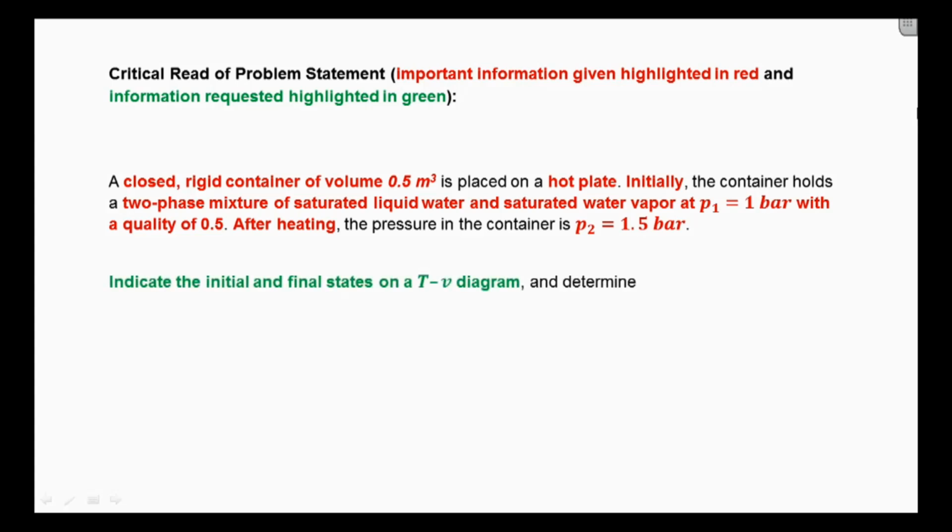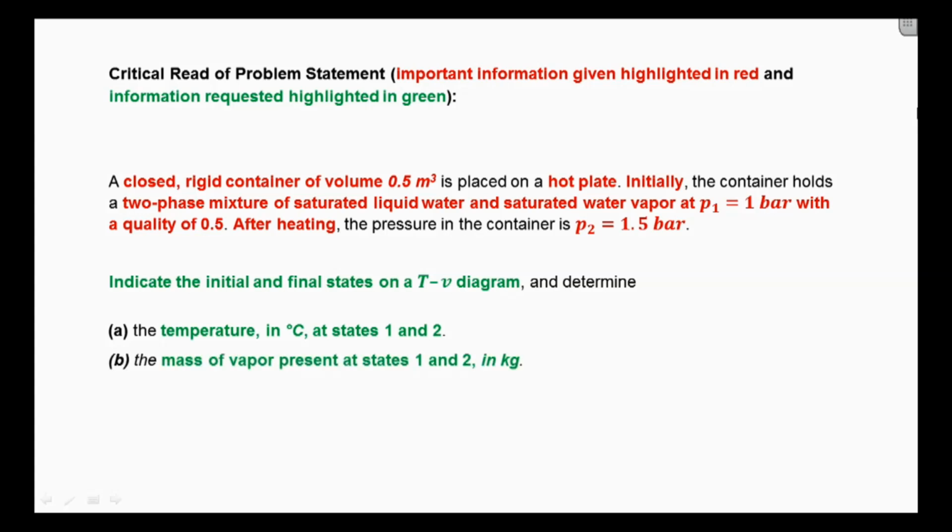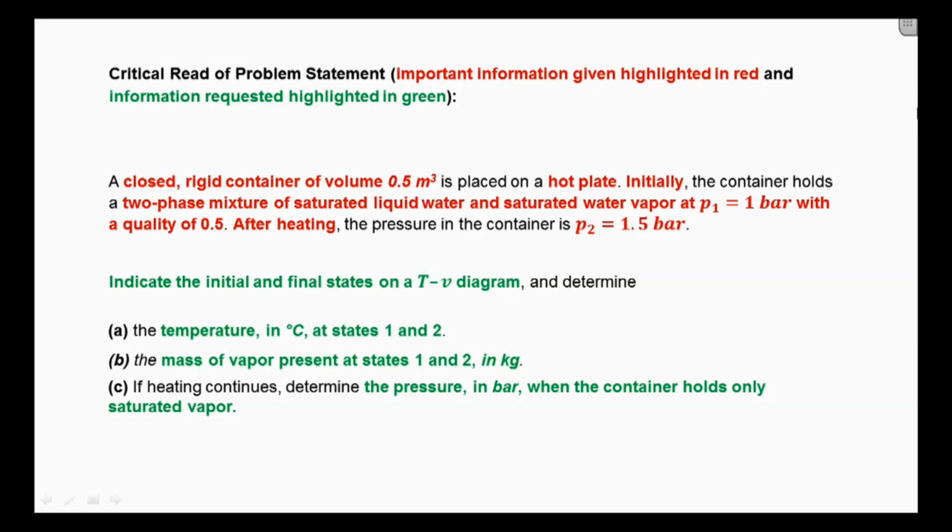Highlighted in green, we have indicate the initial and final states on a TV diagram and determine the following. A, the temperature in degrees C at states 1 and 2, B, the mass of vapor present at state 1 and 2 in kilogram, and C, if the heating continues, determine the pressure in bar when the container holds only saturated vapor.